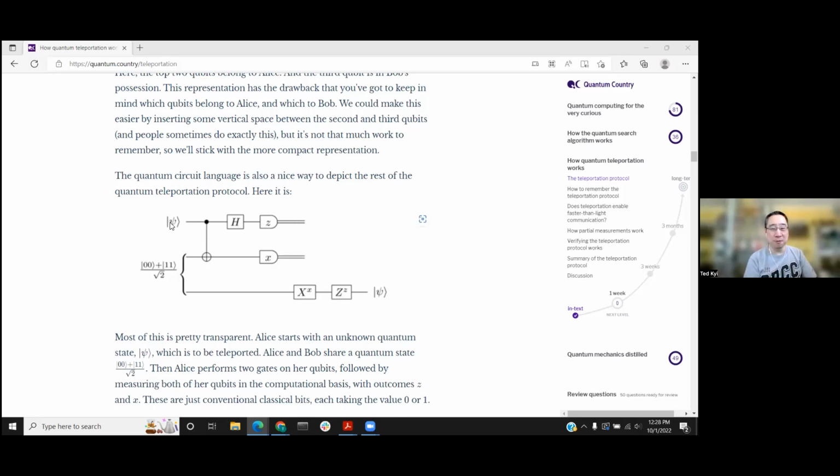No matter what your input state is for psi, you have a 1/4 chance of getting 0 0 and a 1/4 chance of getting 0 1, and so on. But let's just say we got 0 0. If you get 0 0, then that means do nothing here. You don't do the X, you don't do the Z.